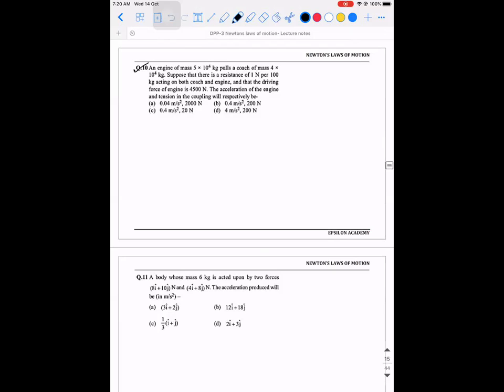See. An engine of mass 5 into 10 power 4 kilogram pulls a coach of mass 4 into 10 power 4 kilogram. Suppose that there is a resistance of 1 Newton per 100 kilogram acting on both coach and engine, and that the driving force of the engine is 4500 Newton. The acceleration of the engine and tension in the coupling will be. So there are two. Imagine them like two blocks. Okay. So this is the coach, and this is the engine. So the engine is pulling.